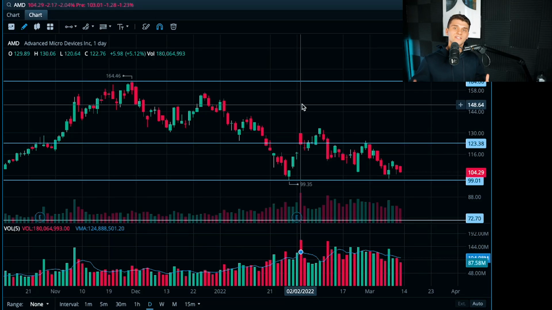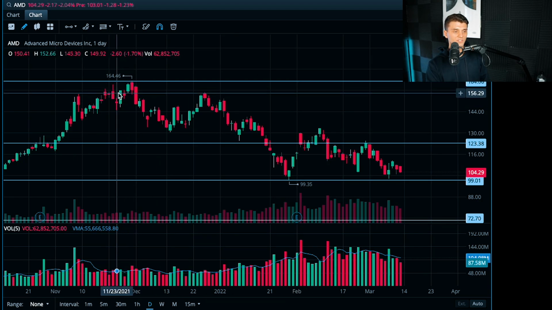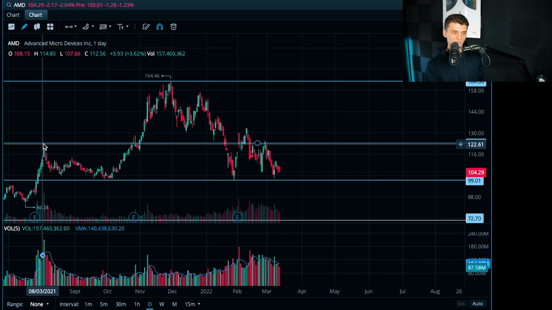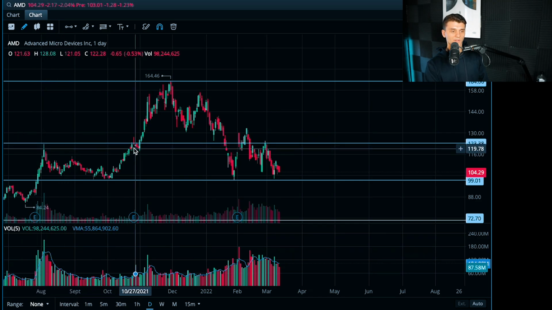Now guys, this is going to be the daily time frame, and this is going to be the last time frame that we look at for identifying broader term key levels on the stock itself. So on AMD, as we saw on the weekly, we saw that all-time high of 164. And after that price point, we now know that we have support at 123 because that was our prior all-time high back here in August of 2021.